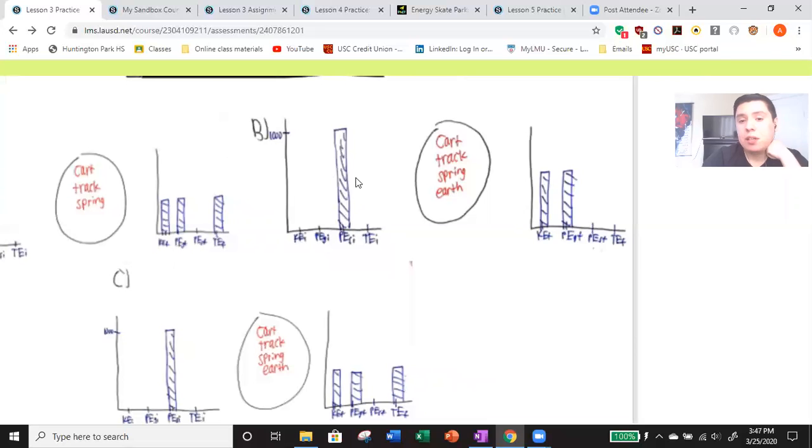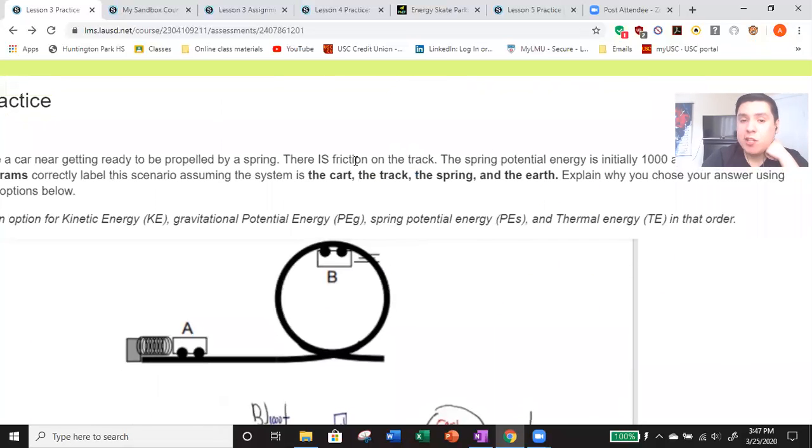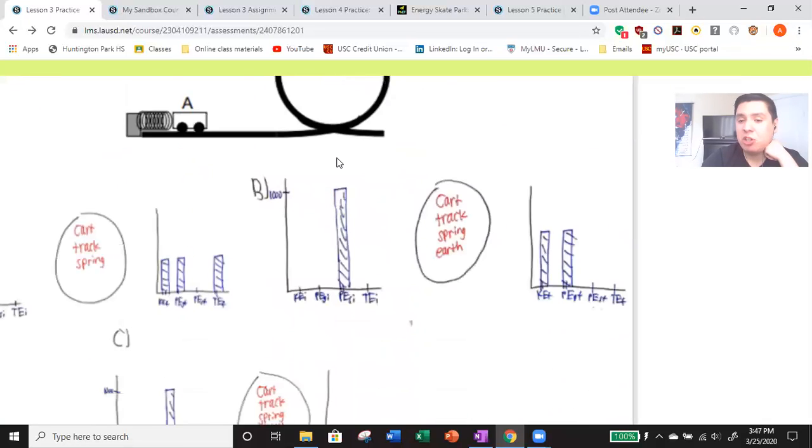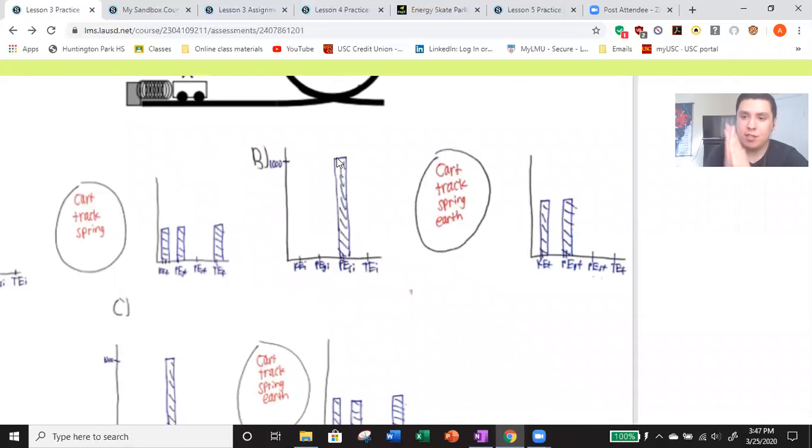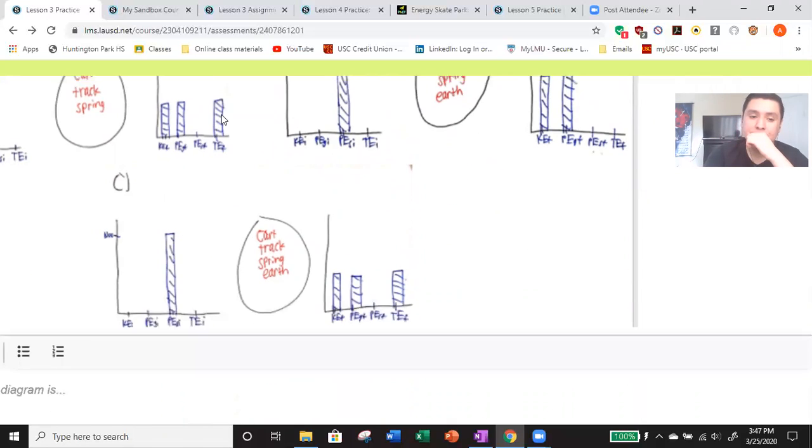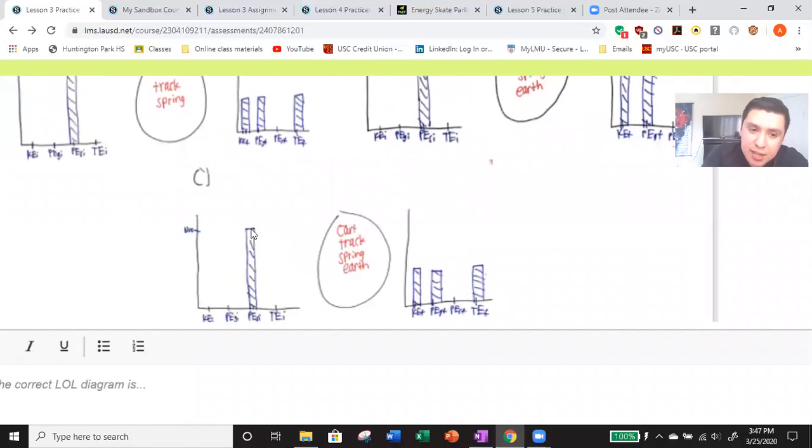B, again, the same thing for the initial case. This time we have the earth, so that's looking good. But there's KEF, PEF, and nothing else. Remember, there is friction, so that means there has to be thermal energy. Friction produces heat, which produces thermal energy, so it can't be B. C has all of that, the system, and also the three different things, so it has to be C.